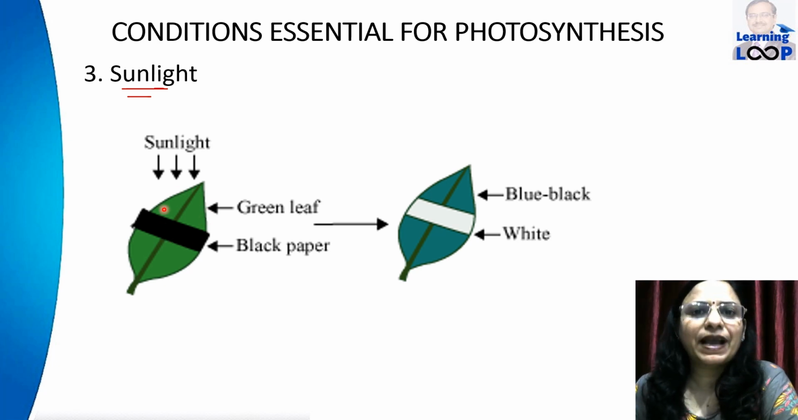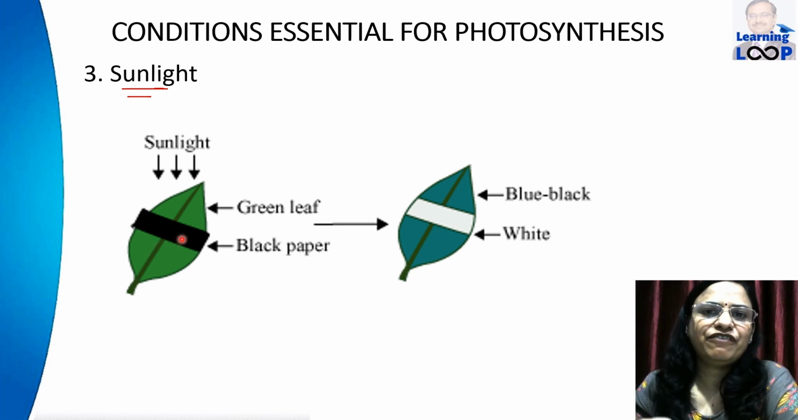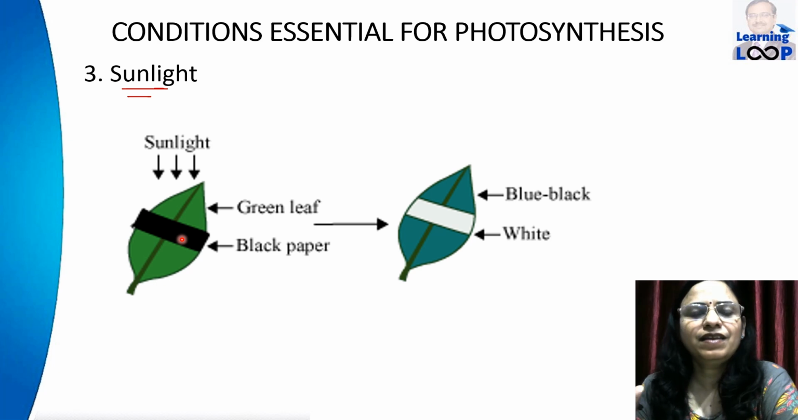After that, we will pluck this leaf and we will again perform starch test. How do we do it? First, dip the leaf in boiling water. Then boil the leaf in alcohol. Wash it with water again and then use iodine solution on the leaf.